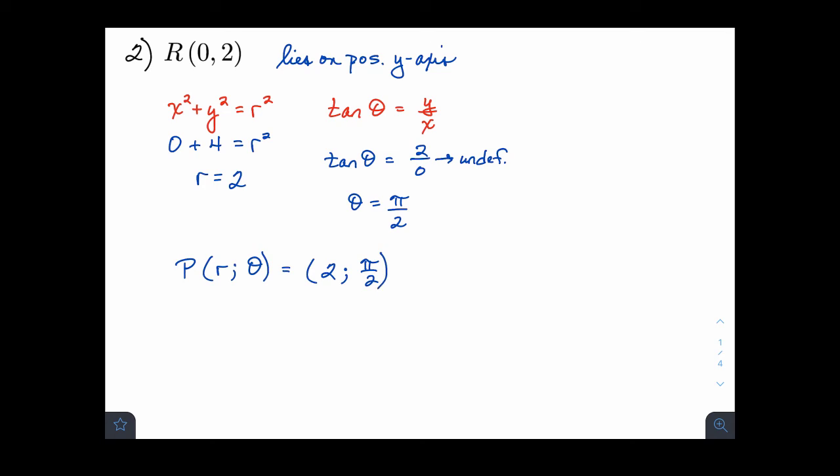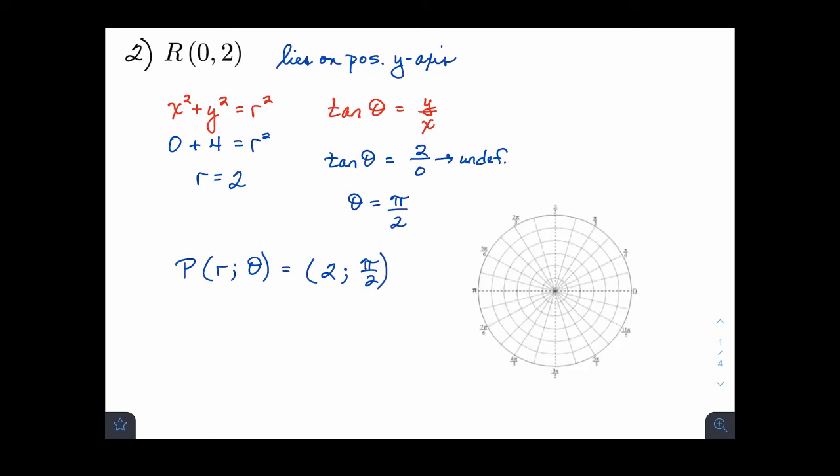Again, think about how that would look graphed. Pi over 2, of course, is up here. If we go 2 circles out from the pole, that puts us right here, which looks exactly where the rectangular point (0, 2) would lie in a Cartesian plane.